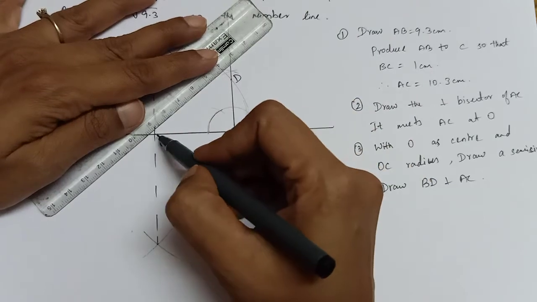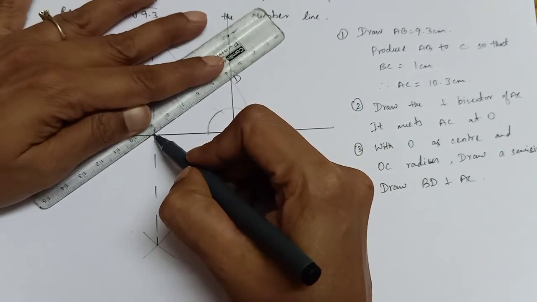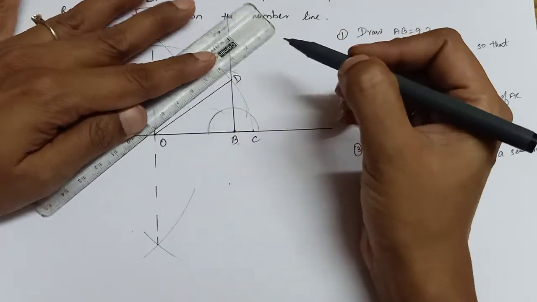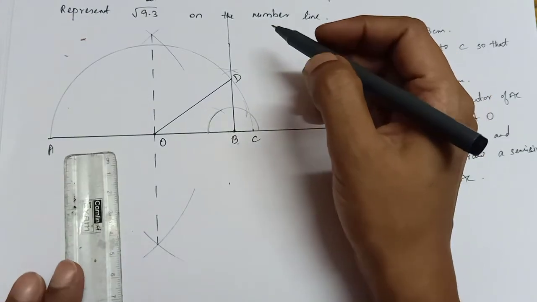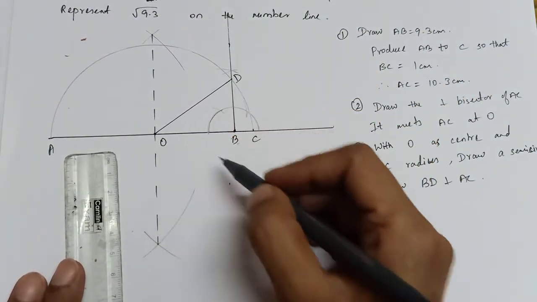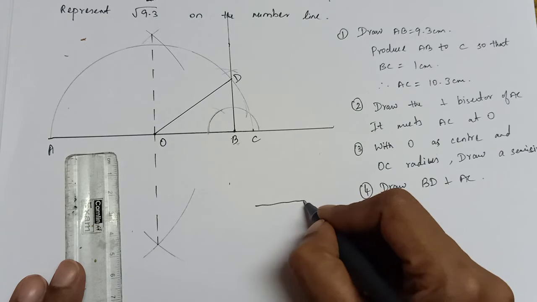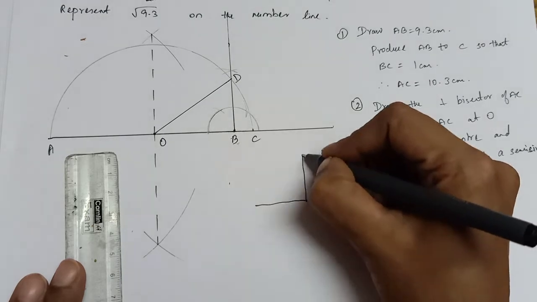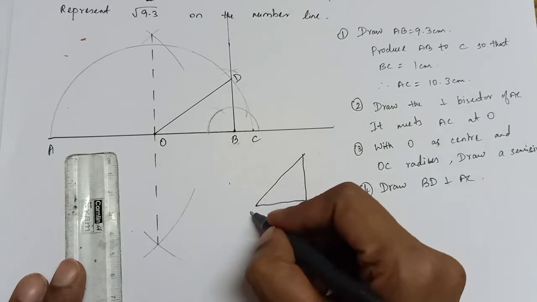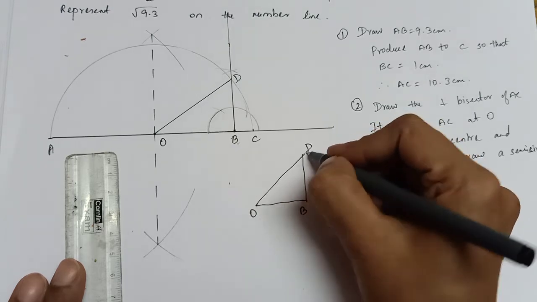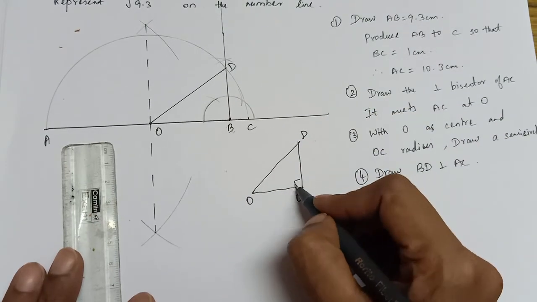So what will I get? I will get a right angle triangle. As soon as we see a right angle triangle, we should think of Pythagoras theorem. Here for this right angle triangle, I will draw it separately to show you so that we don't have to disturb the diagram. O, B, D. This is the right angle triangle.